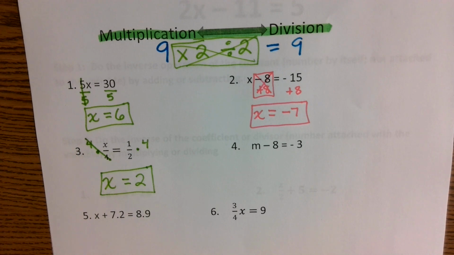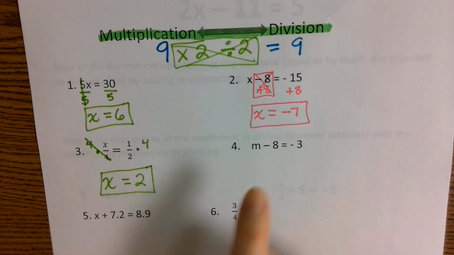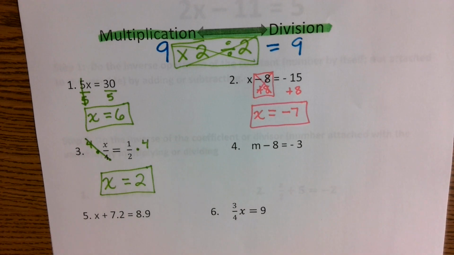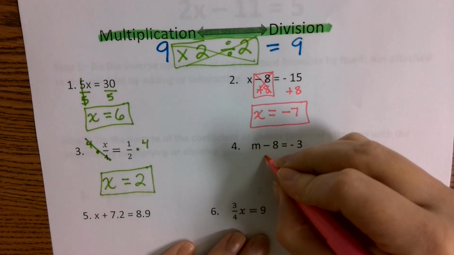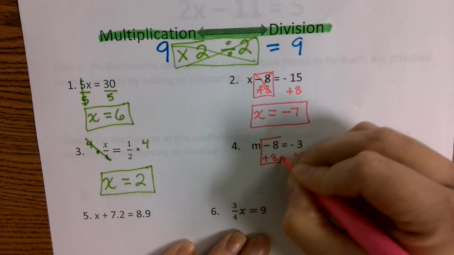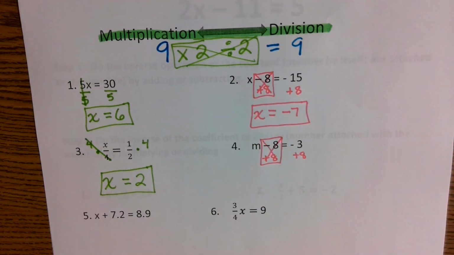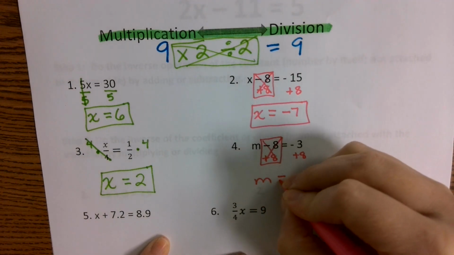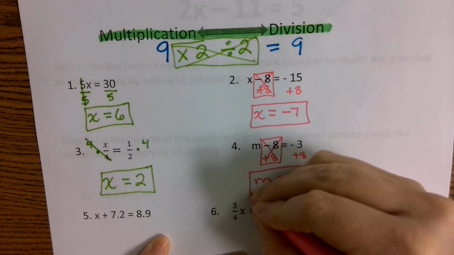Okay, for problem number 4, m minus 8 equals negative 3. So we've got that subtraction. What is the inverse going to be, Montserrat? Addition. So we are going to add. We're adding the 8 to both sides. Subtracting 8 and adding 8 are going to cancel each other out. And we're going to get m is now equal to a positive 5.